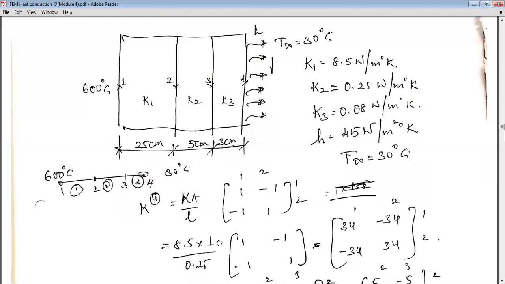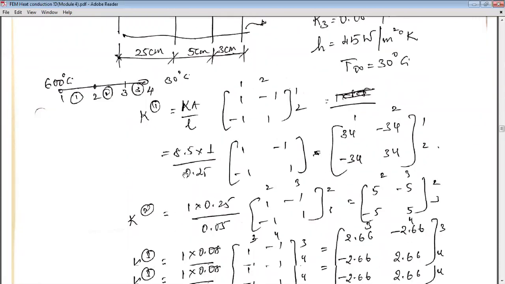Always, for unit area heat flux, whenever they don't give the area, you write 1 meter square. Then L is 0.25 meters, 25 centimeters is given, everything in meters. So let me convert into common units. 8.5 watts per meter degree Kelvin, 1 meter square, and 0.25, times 1 minus 1, minus 1 1. Just simplify, you solve on your calculator, you just substitute and you find it is 34, minus 34, minus 34 and 34. This will be the 2 cross 2 matrix, 2 nodes, 1 degree of freedom per node.